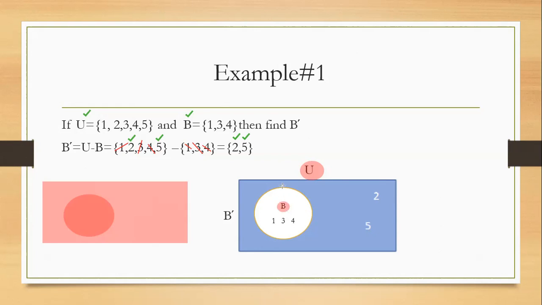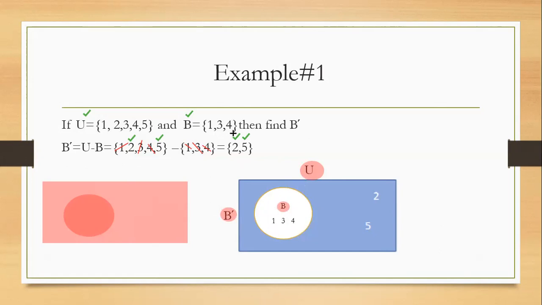For example, if set A is there, mention set A. If set C is there, mention set C. And in the left corner, you have to mention what you are going to solve. Here you are finding B dash, so write down B dash over there. Okay. Now, first you have to fill the subset.